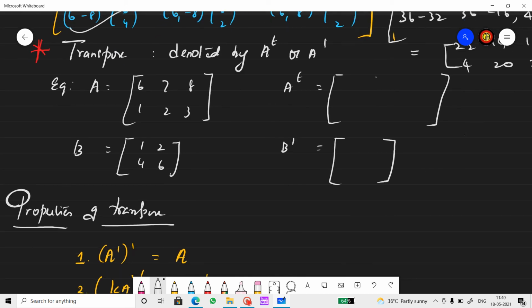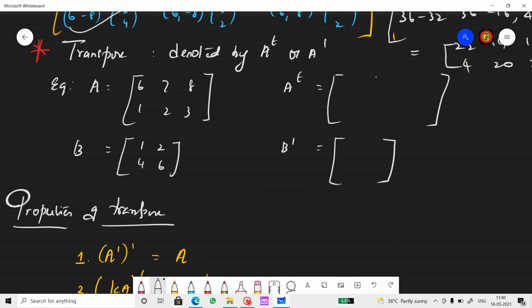Now, transpose of a matrix. Transpose is denoted by A to the power of T or A to the power of dash. This is how we represent transpose. What is transpose? Rows becoming columns and columns becoming rows. Interchanging rows to columns.